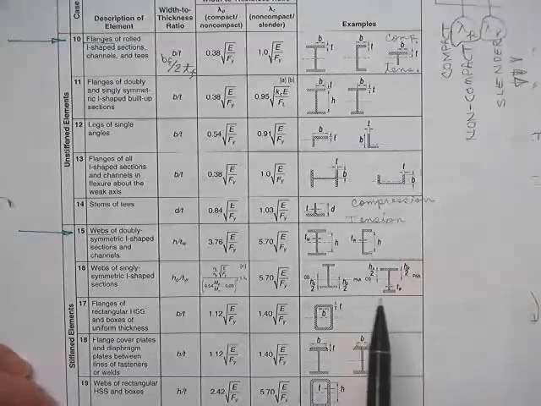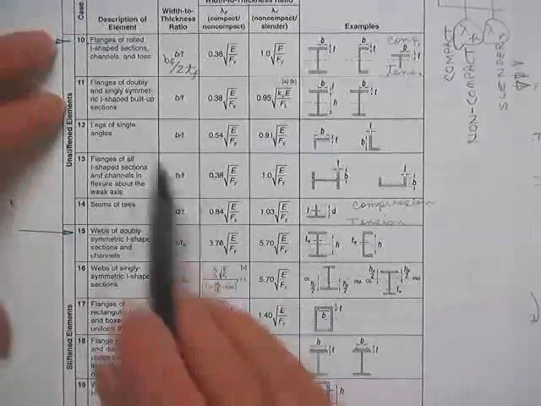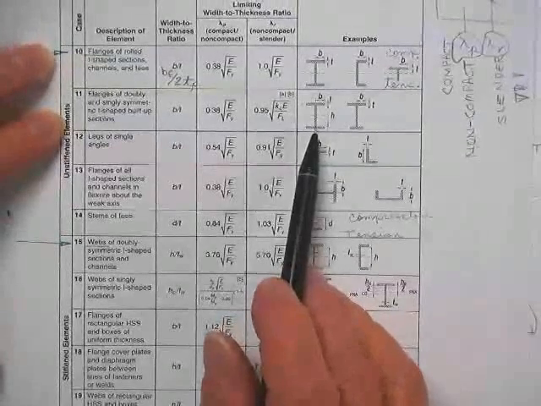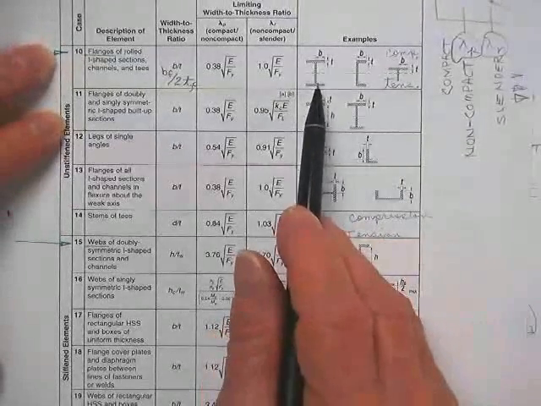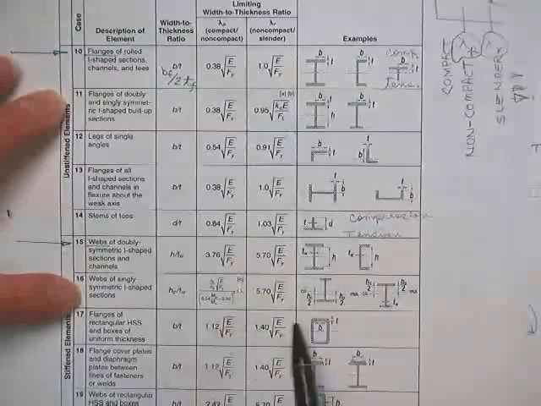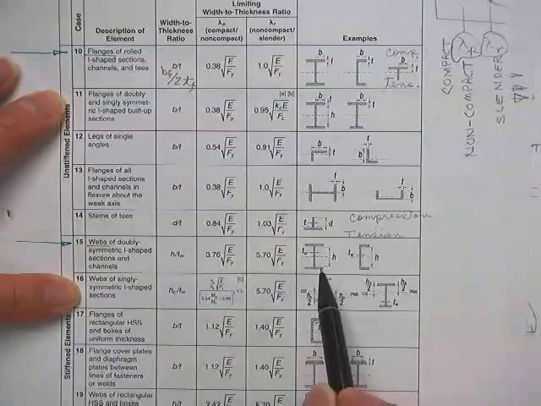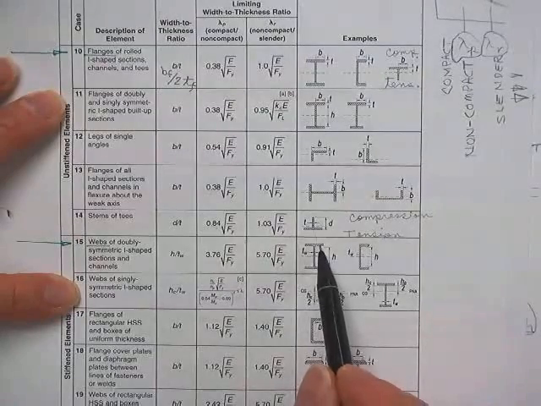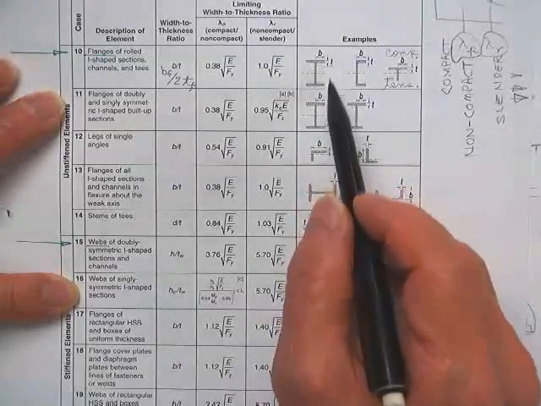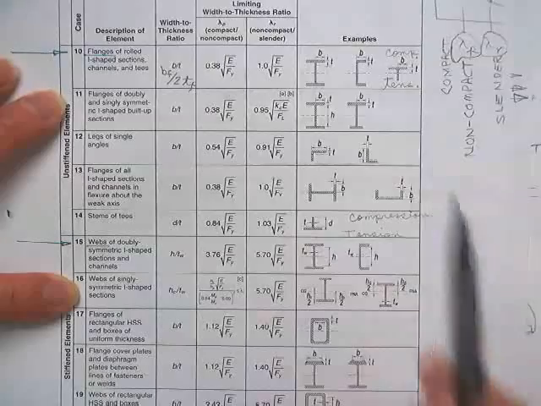Actually, well, yeah, if it's built up, you can build them up yourself. 10 and 11, yeah, these are built-up shapes. Well, see, one of the main differences is that this one is for flanges and this one is for webs. On this one, the H is the inner surface to the inner surface. And on this one, it's back here a little further. That's H is a D minus K design times 2.